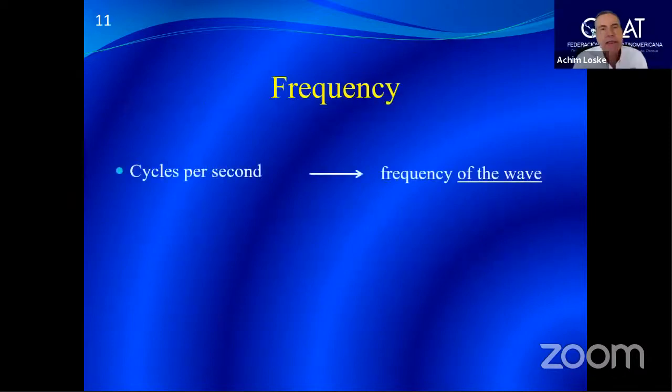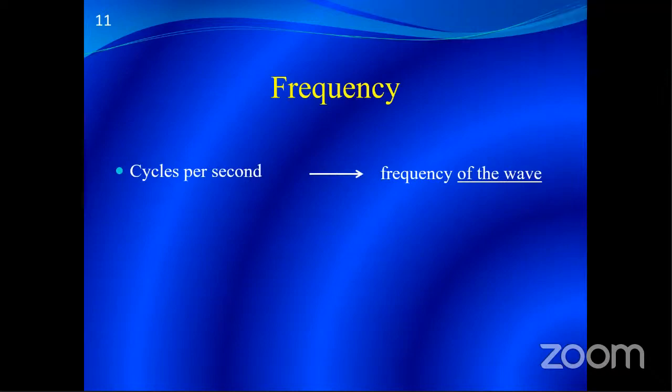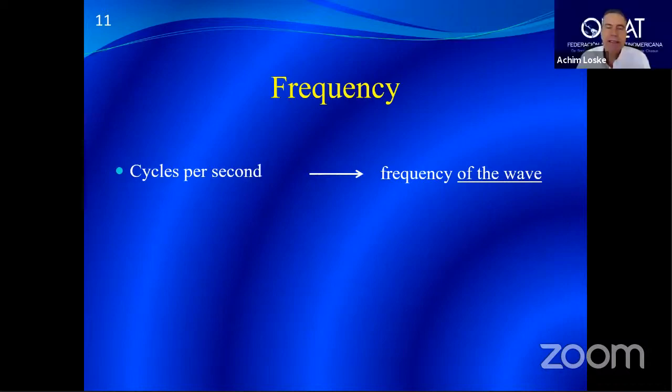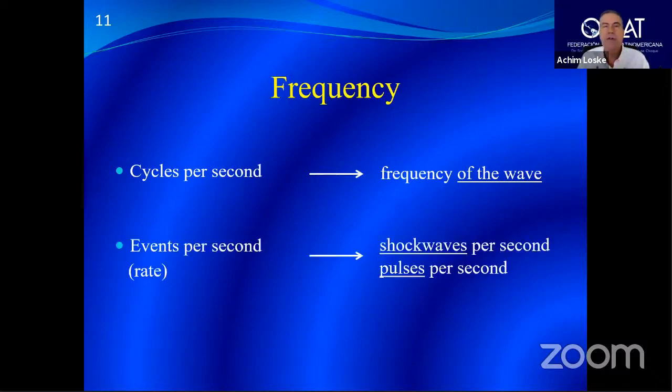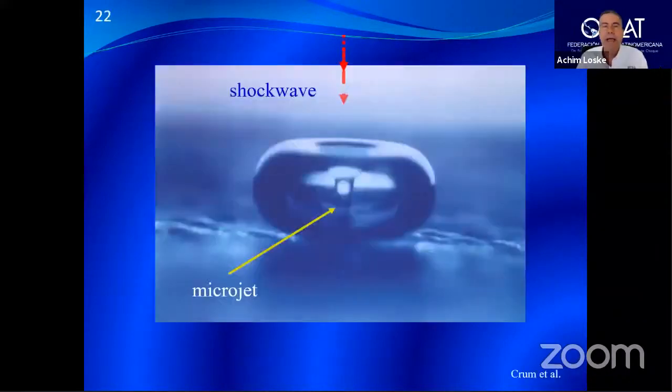In our context, the frequency may have 2 meanings. One meaning is the cycles per second. This is the frequency of the wave by itself. And the other one is the rate at which... this is a nice picture where you can see a collapsing bubble and microjet emission.